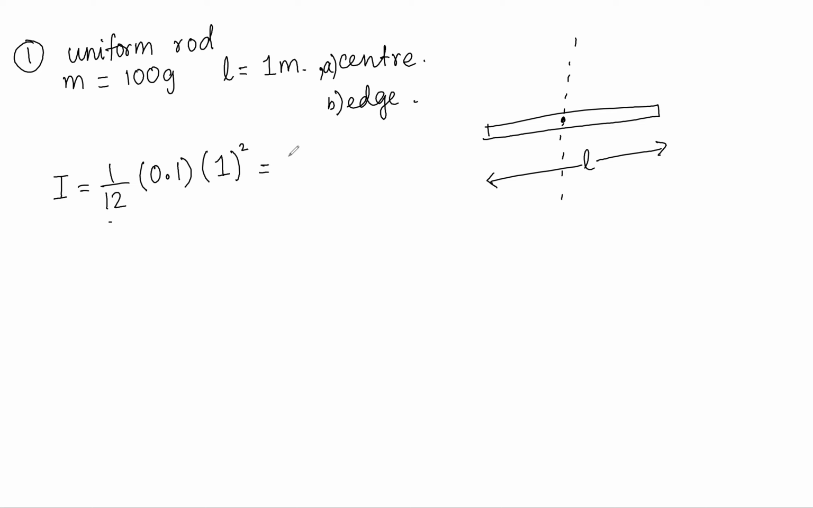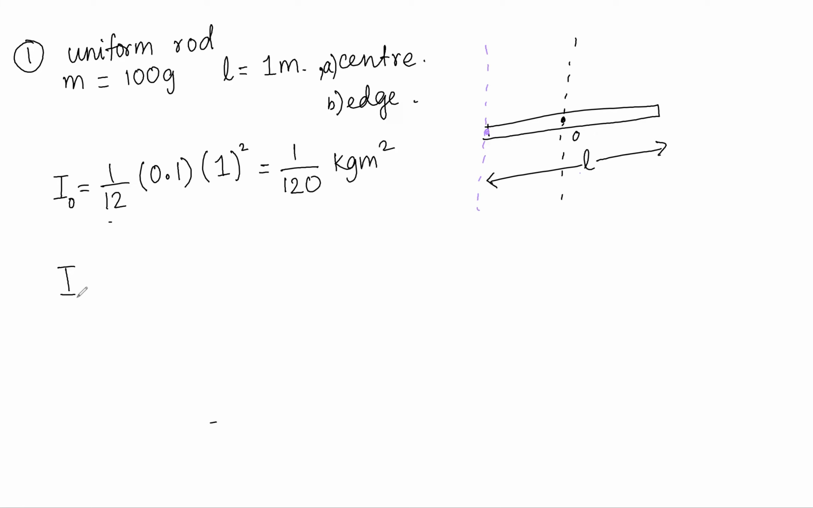So in this case it's I think very simple. You'll just get 1 by 120. Do you remember the units? Kg meter square. What is the moment of inertia about the edge of the rod? So the edge of the rod is this point. This is your edge. So if you want to find the moment of inertia about the edge, you'll write 1 by 3 ml square.